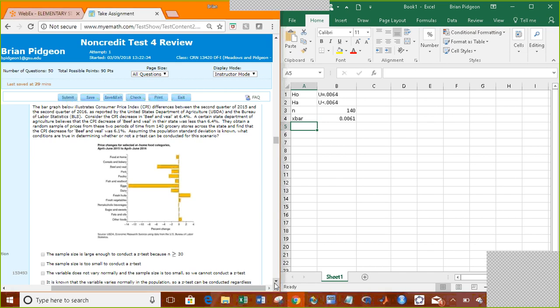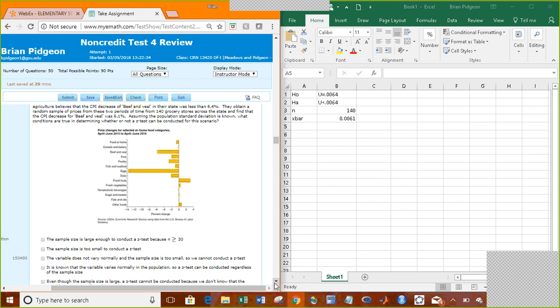Well, if you remember from last test, maybe that was last test, I can't remember. There are two types of tests with means, either a z-test or a t-test. And the main distinction between the two is whether or not your population standard deviation is known or unknown. So if your population standard deviation is known, you can use a z-test.